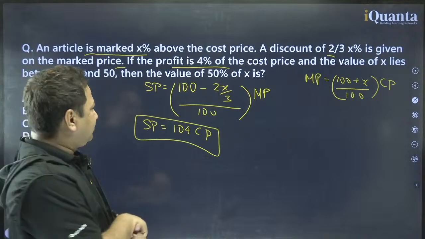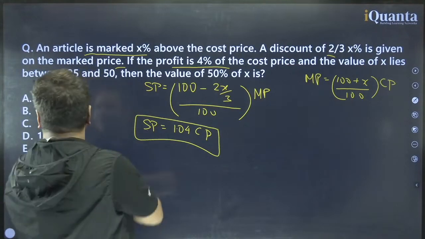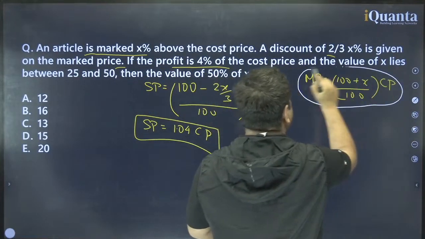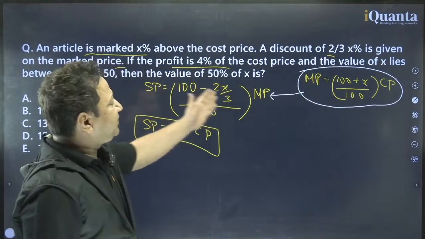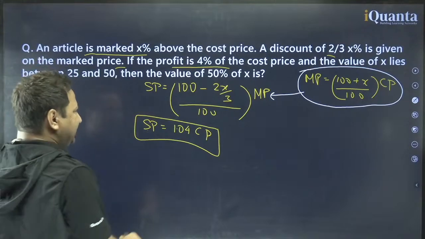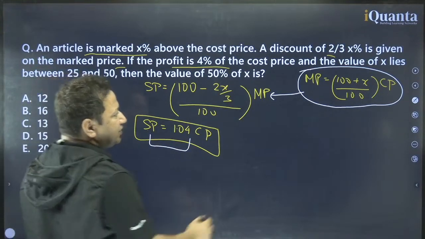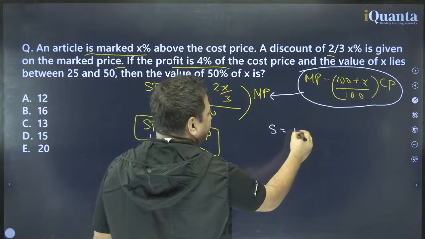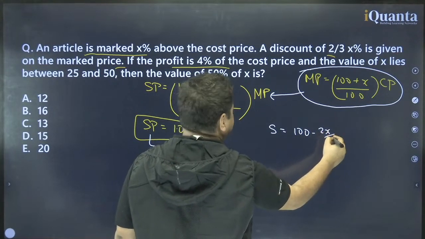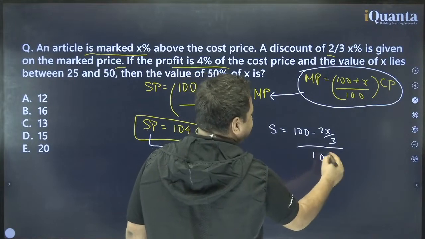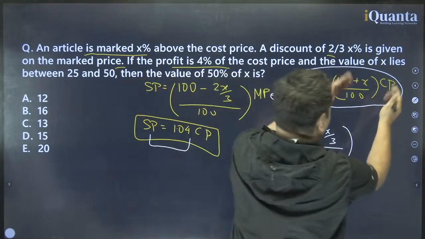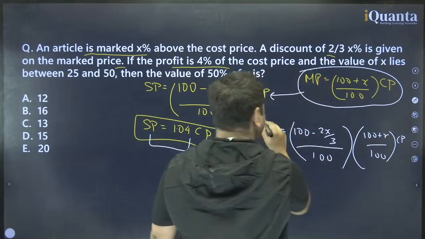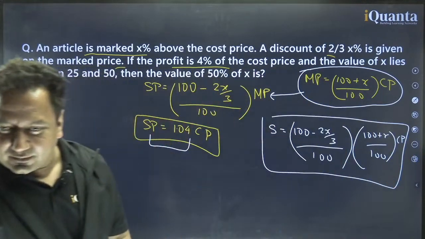What can be done? Of course, as you can see here, we have three equations and I can write the value of MP in terms of CP over here. So I'll get a relation between SP and CP, isn't it? And I already have a relation of SP and CP here. Is that cool? So the moment I move it here, I'll get CP, SP. Let SP be S. S is equal to (100 minus 2x by 3) upon 100 times (100 plus x) upon 100 times CP. Looks good?